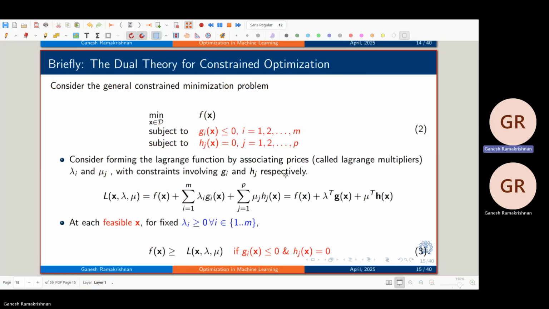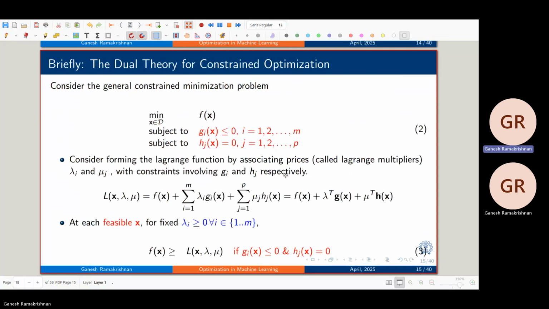L(x, lambda, mu), which is f(x) plus summation over all the inequality constraints of lambda_i times g_i(x), plus summation over all the equality constraint functions of mu_j times h_j(x). This is my L, which is a function of x, lambda, and mu.